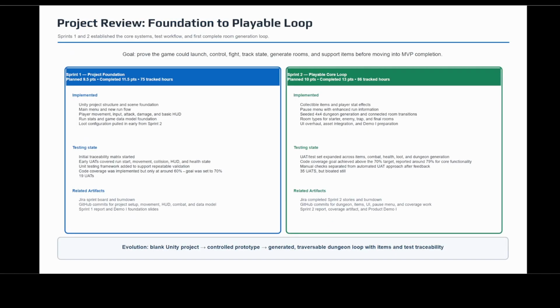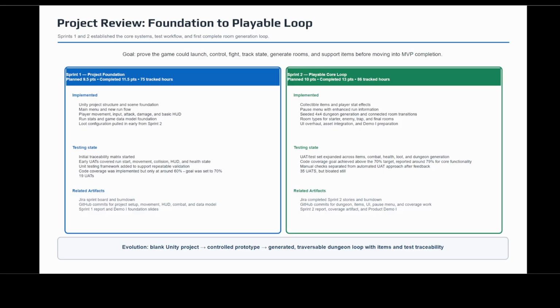This project review is going to cover the whole development lifecycle and how Crypt moved from a concept, functioning prototype into a finished MVP. In Sprint 1, after completing the architecture and requirements documentation, the main goal was to prove that the project foundation worked. I set up the Unity project, created the main menu and new run flow, implemented player movement and attacks, added the first HUD elements, and created the runtime stats and game data model. I also pulled in the early loot configuration work once the foundation was stable. That is why Sprint 1 finished above the original 9.5 point plan at 11.5 completed points.